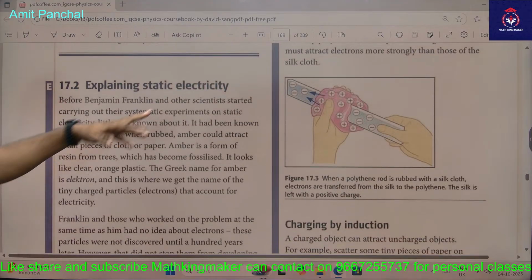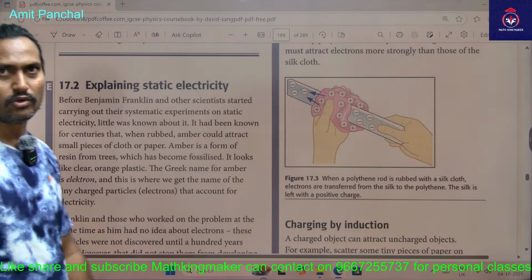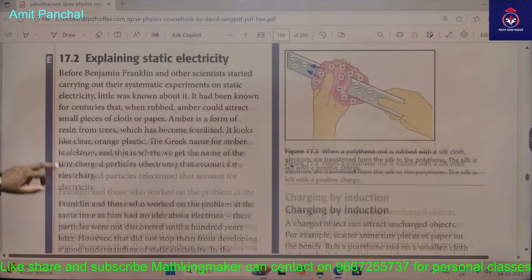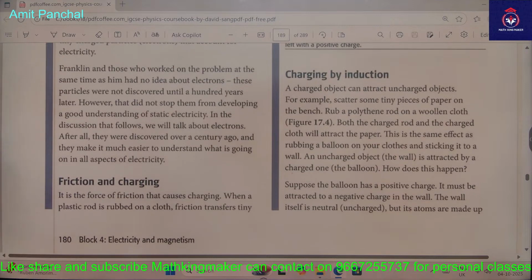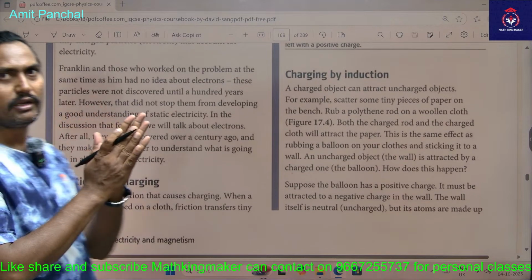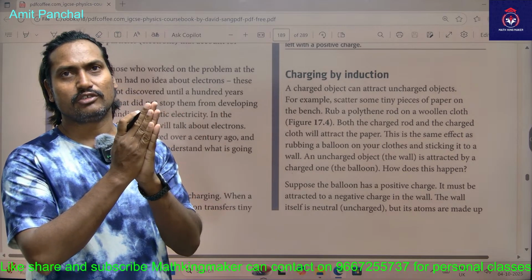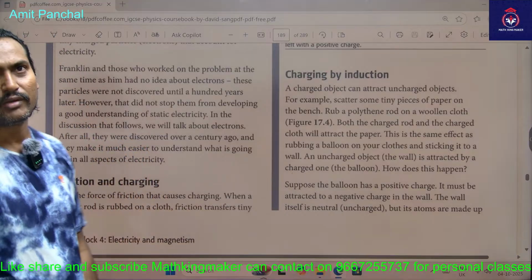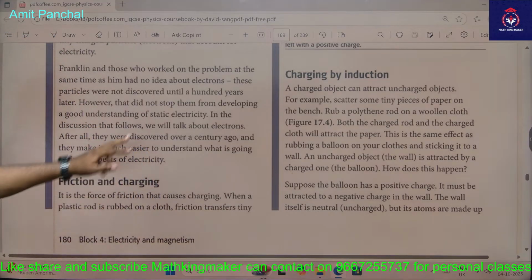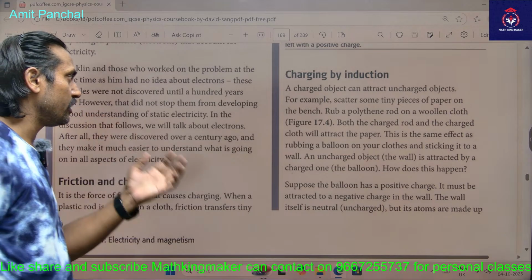Explaining static electricity, as you just rub that plastic rod with nylon cloth, there will be charge on the rod. So charging can be done by induction also. If you have a positive charge there and if you connect anything with that charge, so that charge will also be onto that another conductor. And even charge can be also there by induction.